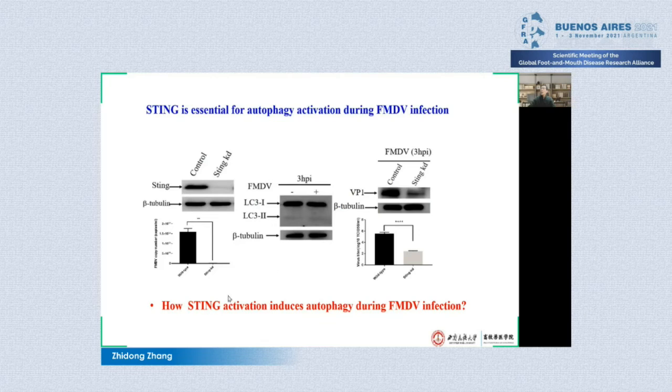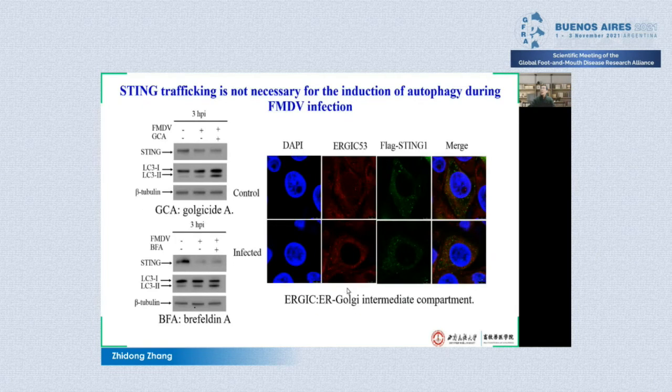So we want to know how STING activation induces autophagy during FMD infection, and to test whether STING activation is necessary for the induction of autophagy. First we'll test it. Part of the activation steps for STING is STING trafficking. We first treated the cells with two different protein trafficking inhibitors. One is GCA, another one is BFA.